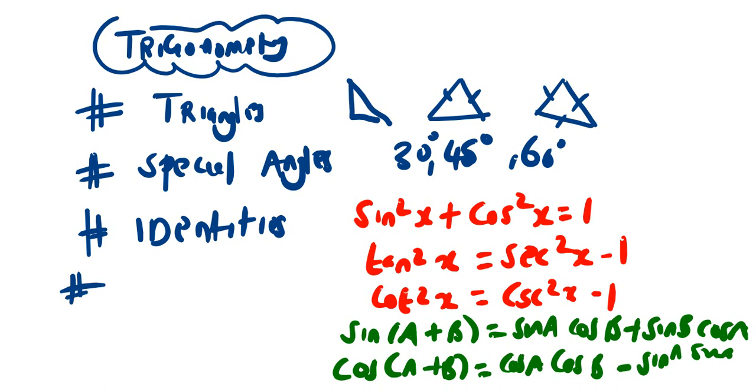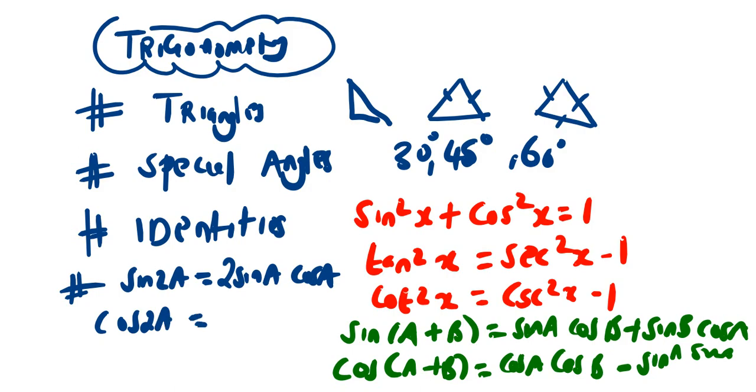Double angles can stretch as far as the double angle for sine and the double angle for cos. If we've got sine 2a, what is sine 2a? You know that this is the same as 2 sine a cos a, very, very important. Then if you've got cos 2a, for cos there are 3 forms. Here I'm just going to write the one where the other 2 come from: cos squared a minus sine squared a.